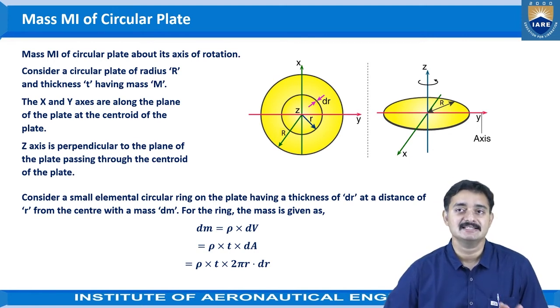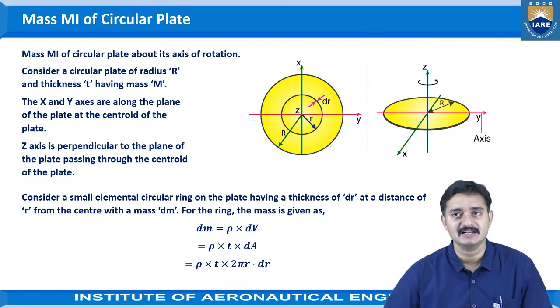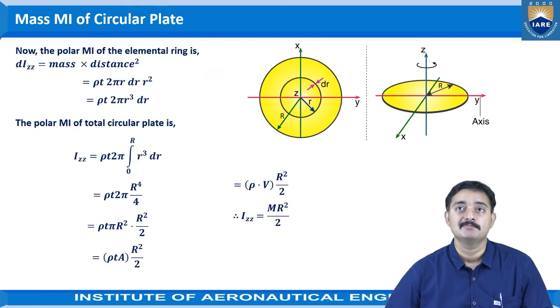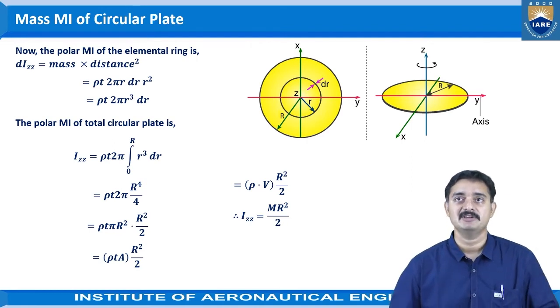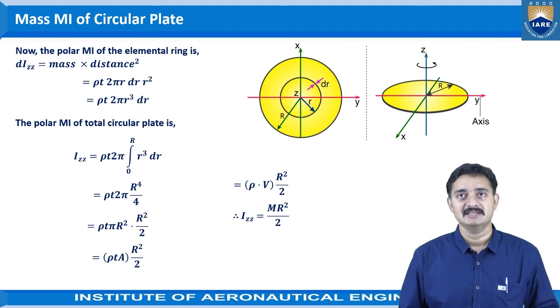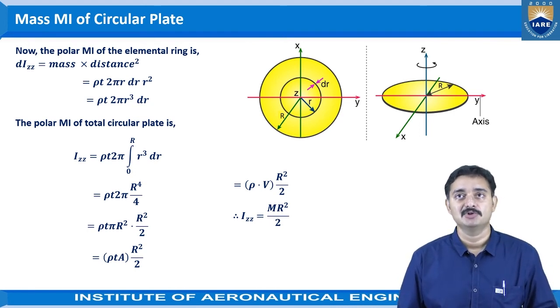So that can be written as rho into t, that is thickness, into 2 pi r, that is the area of that circular plate, into dr, the thickness which we are considering. Now the polar moment of inertia of the elemental ring which we have considered, you can observe in the second figure. The polar moment of inertia of the elemental ring is dIzz equal to mass into distance square. That can be written as rho t 2 pi r dr into r square.